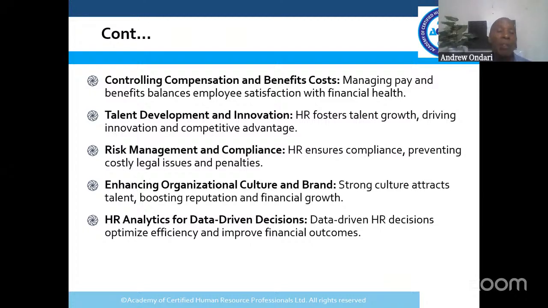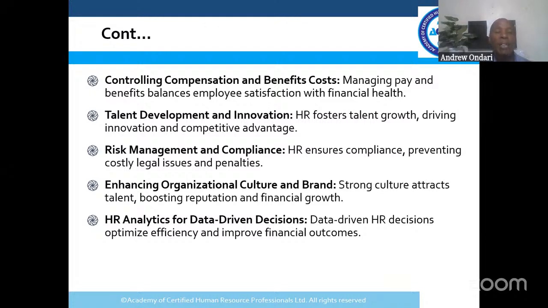The other aspect is talent development, which I have already mentioned, that talent development promotes talent growth and innovation. Innovative people develop new ideas which can enable organizations to cut costs or develop new products which can be sold for a profit or at a profit.